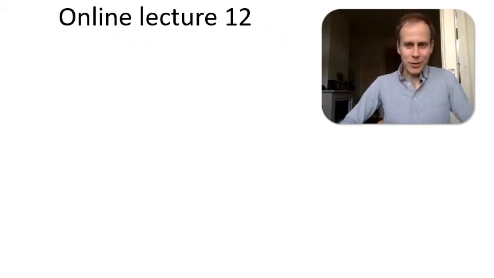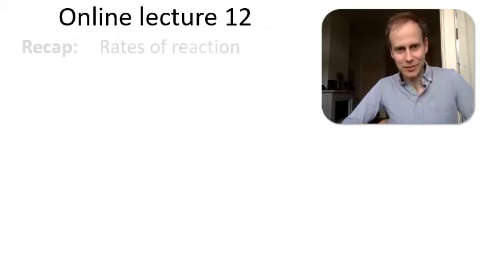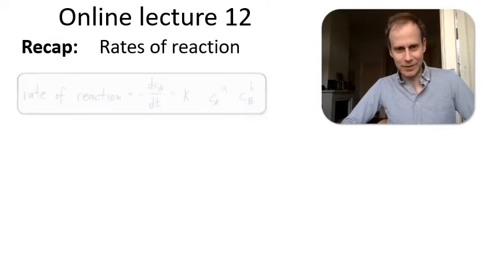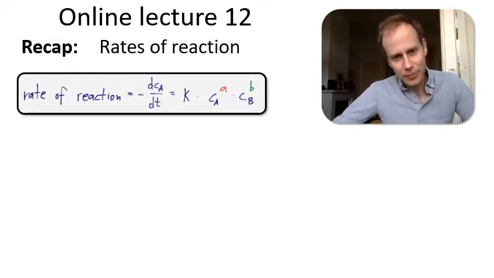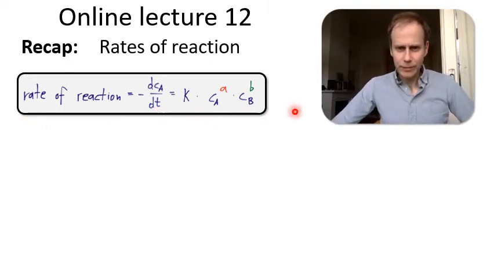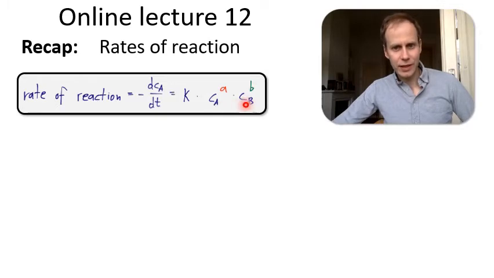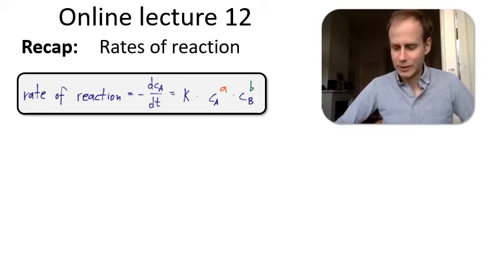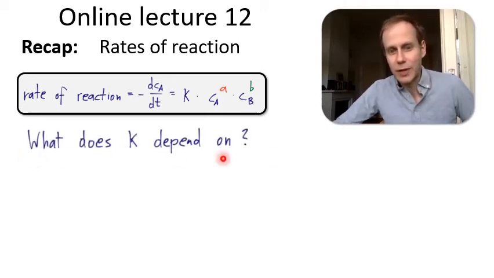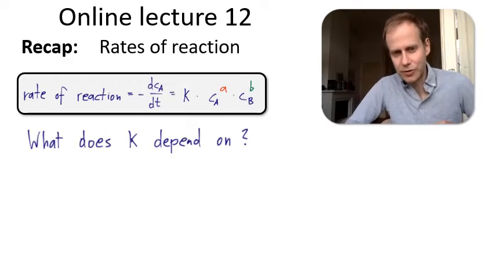Online lecture number 12. Let's get started, but first look back. We figured out that the rate of a reaction is given by this expression. It's a differential equation where we have the concentrations of A and B with the order parameters and the rate constant. And the question that we asked last time: what does this rate constant depend on?